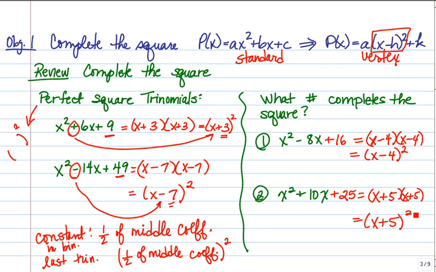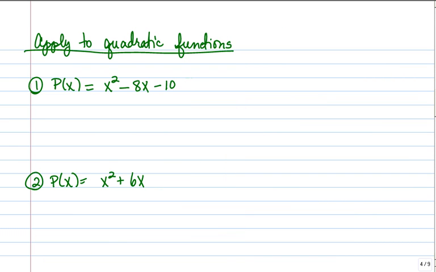So this is a little piece of the puzzle for what you're going to have to do to go from this one form to the other form. Okay, but a very key part of the puzzle. So to complete the square, you're taking half of the middle coefficient and squaring it. So let me show you how it will apply to the quadratic functions here.